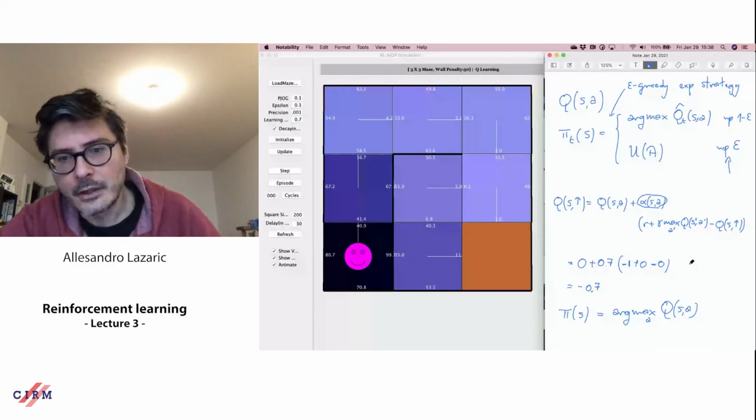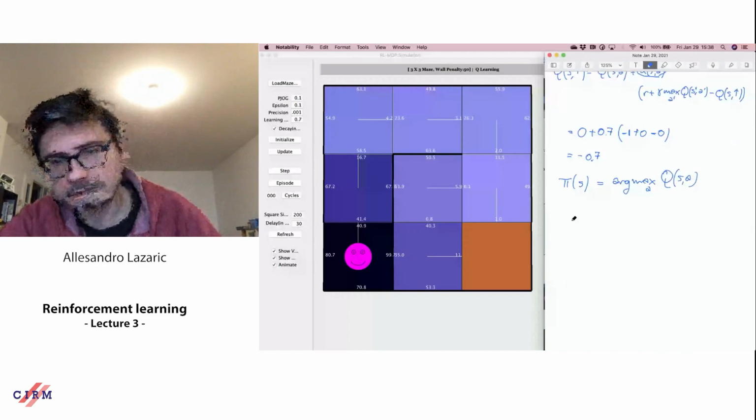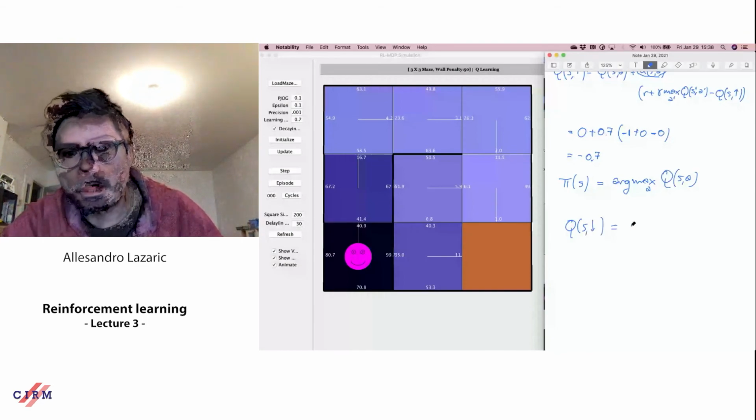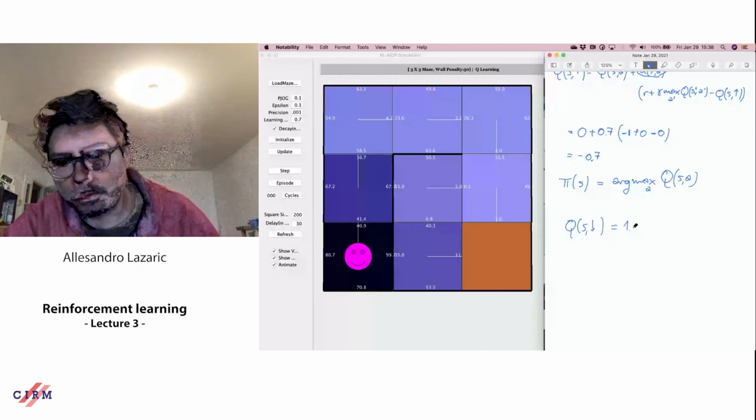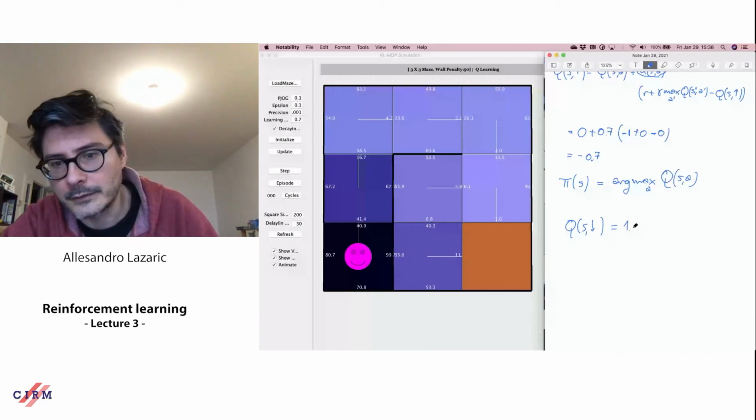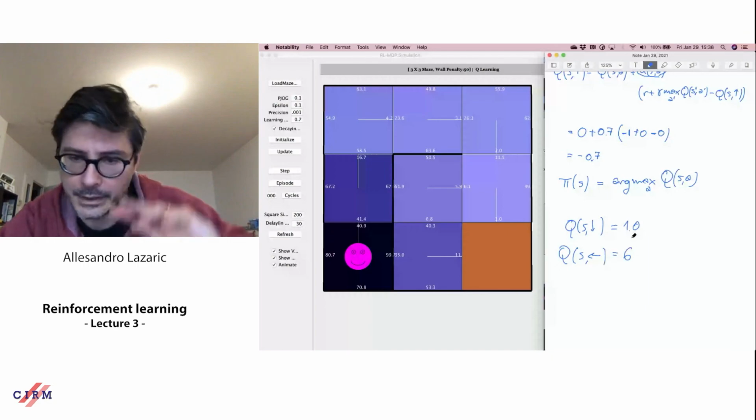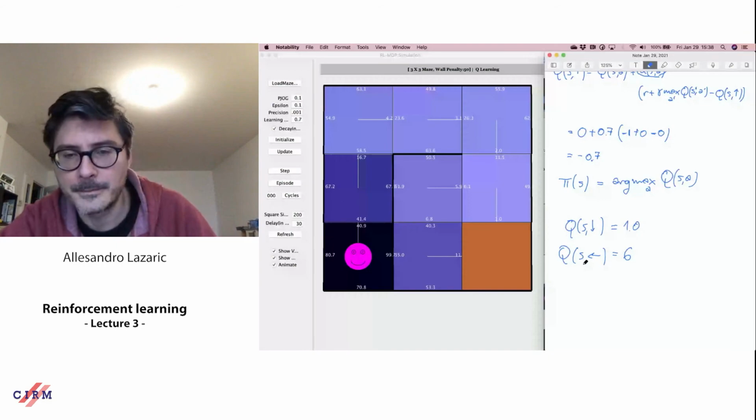In the sense that, imagine that I have an estimate for, let's say, this state, action going down, which is something like, let's say, 1.0. And this other one, so Q in the same state for going left, is 6. So you would say going down is clearly better than going left. Again, remember that these are costs, right?